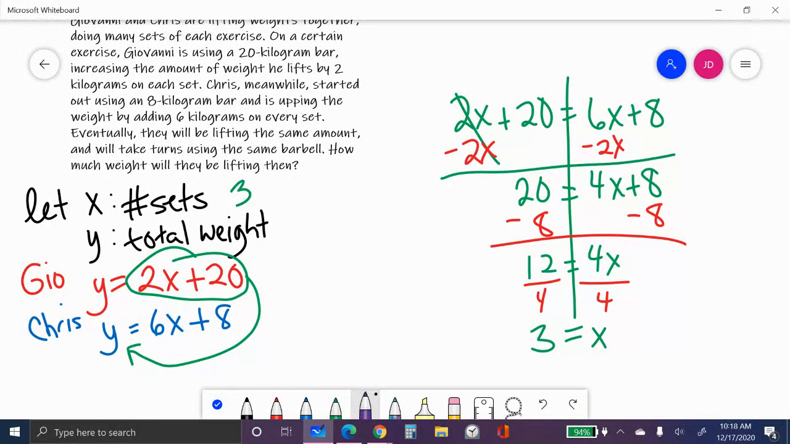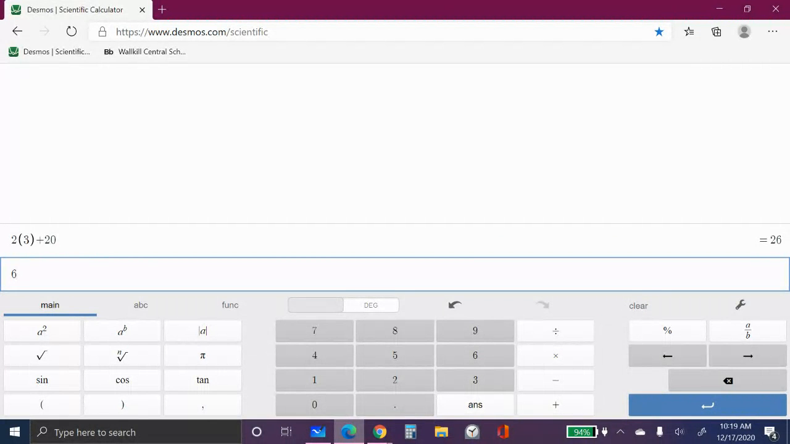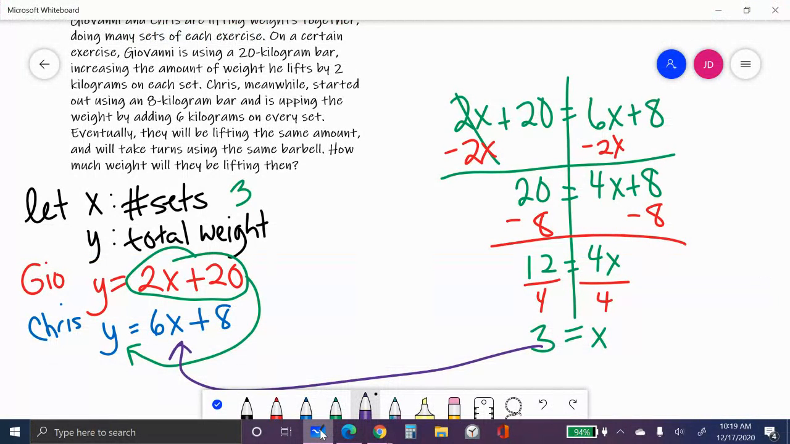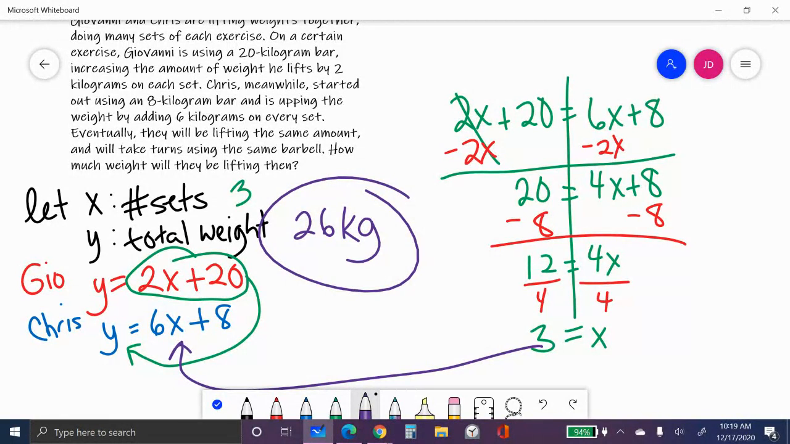All right. So you're actually taking this and plugging into both. You could do it to both or just one, but they should be the same at the end. So 6 times 3 plus 8. Bam, also 26. So Giovanni is lifting 26 kilograms. Chris is lifting 26 kilograms. That's when they're the same. So back to this, 26 kilograms would be my answer. That's their total weight. Okay?